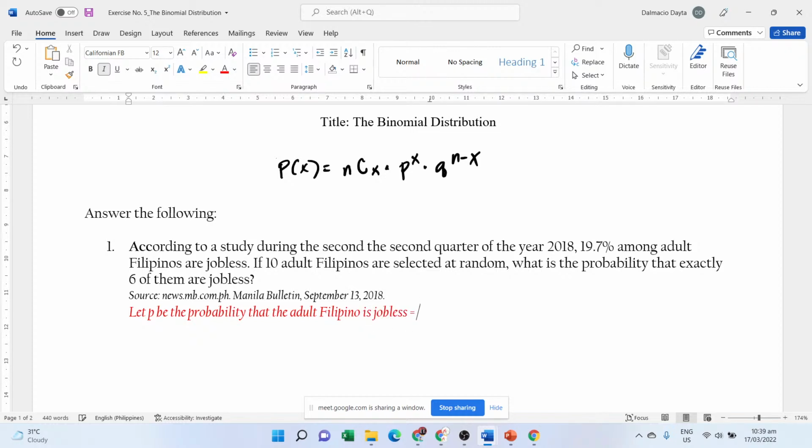So let P be the probability that the adult Filipino is jobless. Okay? And in the problem, we have 19.7%. Let us change that into decimal. That will be 0.197. Okay? And then next, if P is the probability of success, then what will be the probability of failure?